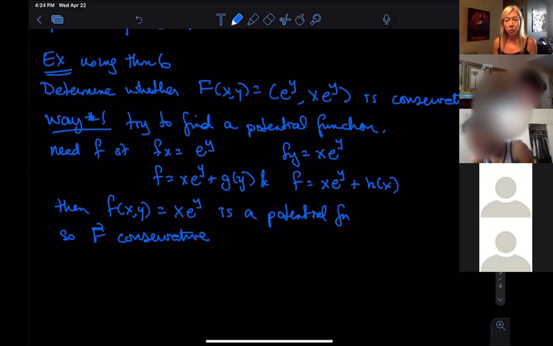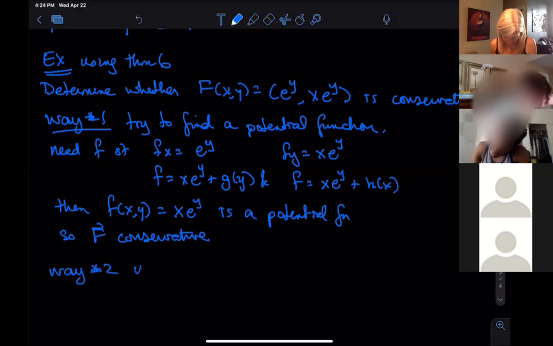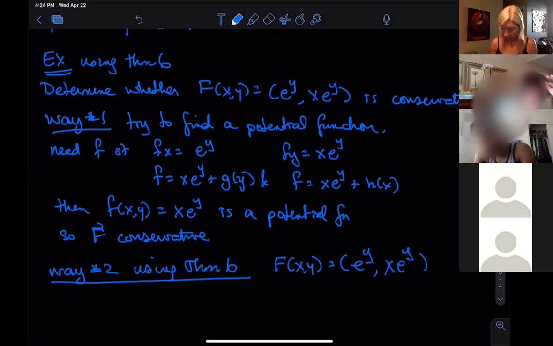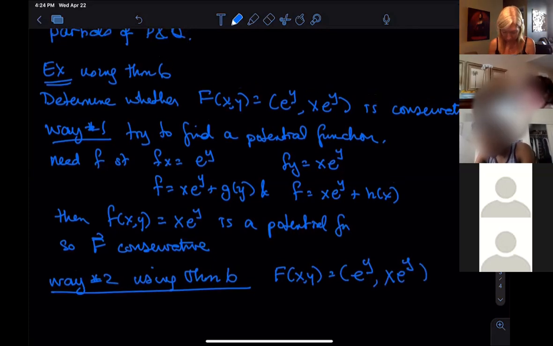I just want to illustrate theorem 6. So here's way number 2, using theorem 6. So here's our vector field. I'm going to scroll up, so I'm just going to rewrite it here. Let's see, I can't have theorem 6 on the page at the same time, darn.